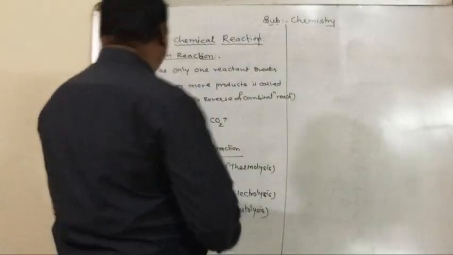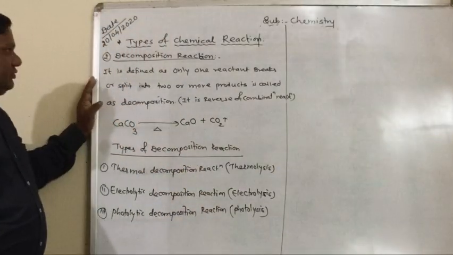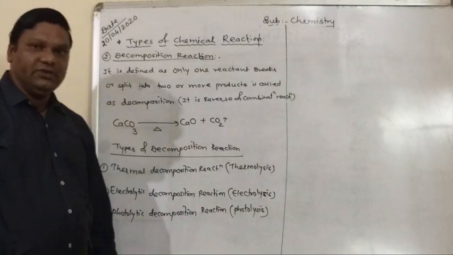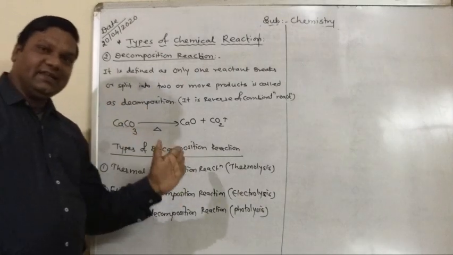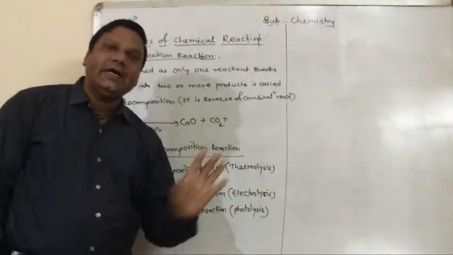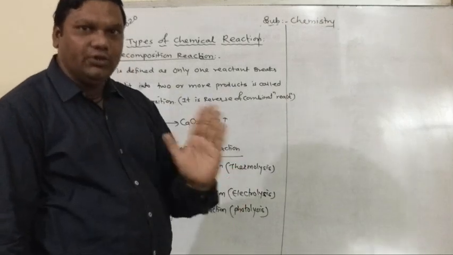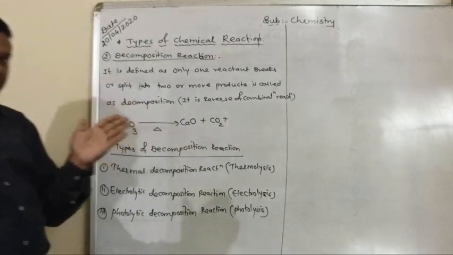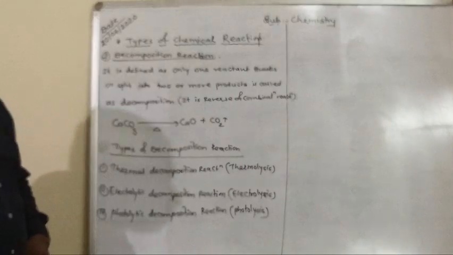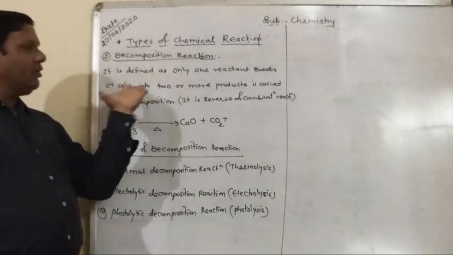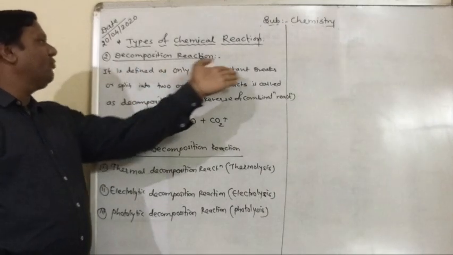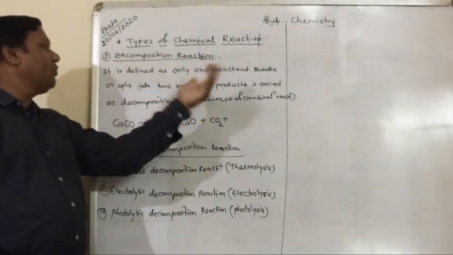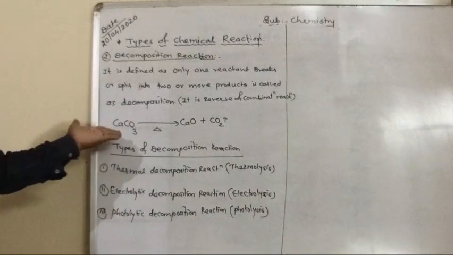Okay, now the second type is decomposition reactions. In decomposition reactions, it is simply completely opposite to combination. That is, only one reactant breaks down or splits into two or more products. Our definition is: only one reactant breaks or splits into two or more products. Example is there.